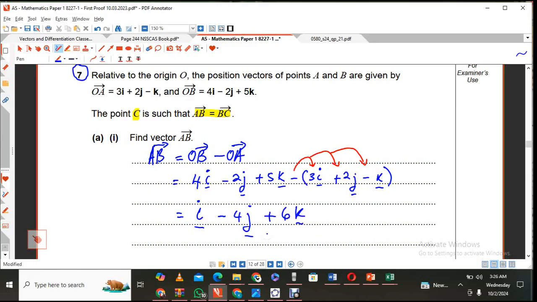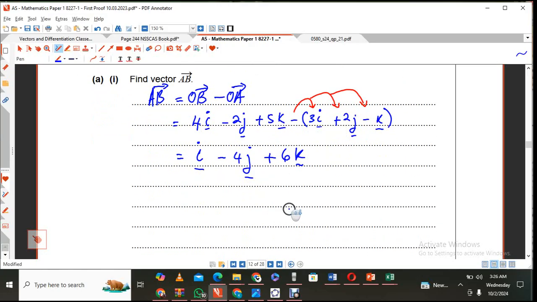So, well, we can also leave it in column form. And we can accept that as well. So if someone was to write this in column form, which means that vector AB is going to be equal to, so that's 1 in the I direction, negative 4 in the J direction, and 6 in the K direction. Okay, so any one of these is acceptable.